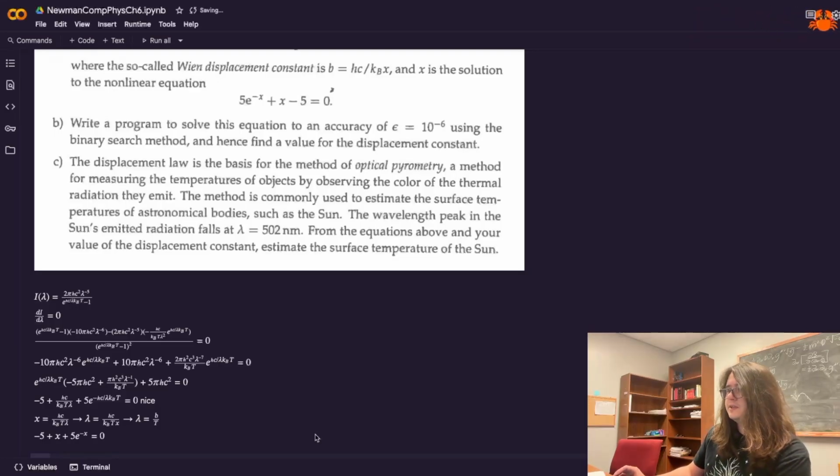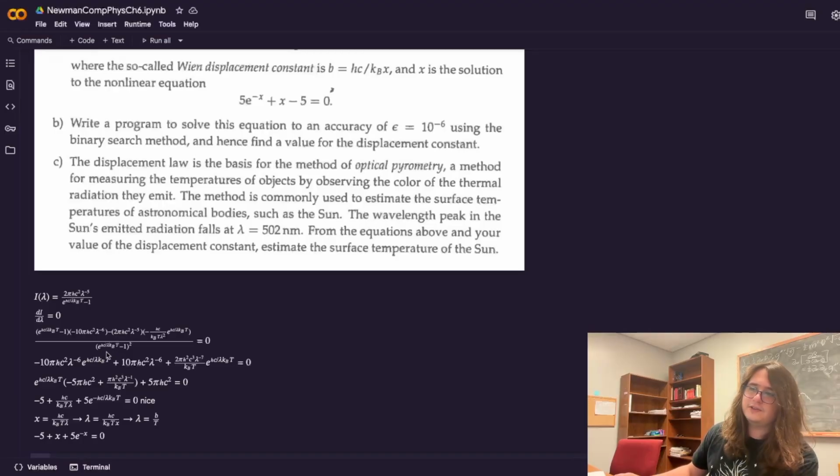I won't explain it too much, except it's really useful that you can just multiply the whole equation by this term, so you don't really have a denominator, and then you can divide the equation by lambda to the -6, and also 2 pi hc squared. If you do all of that, then you get this form of the equation, which is the one that Newman wanted you to get, right?